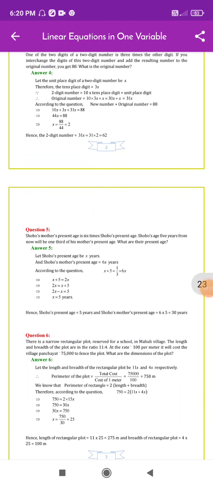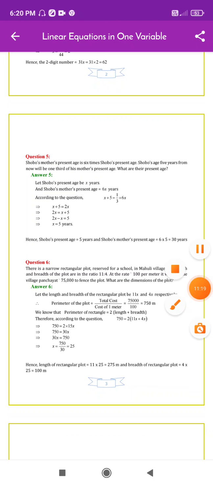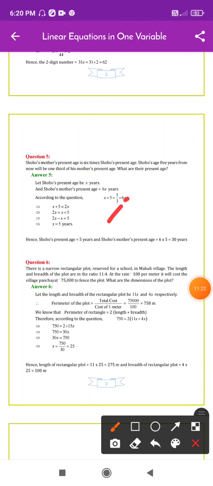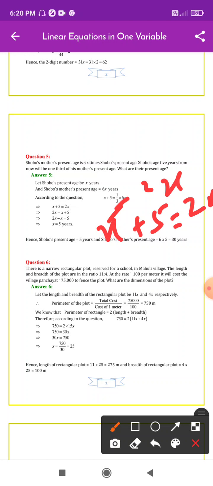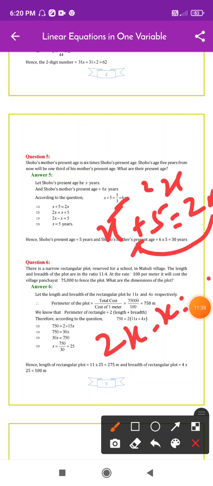From this, 3 is there now. From 3 we just cut this down. 3 1s are 3, 3 2s are 6, so 2x will remain. Okay, so here it is 2x, so we can say that x plus 5 equals to 2x. Now what do we have to do? We have to shift this 2x to this side. So here how it is done: 2x minus x equals to 5. So 2x minus x is x, that is x equals 5.